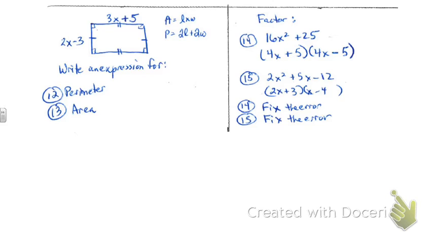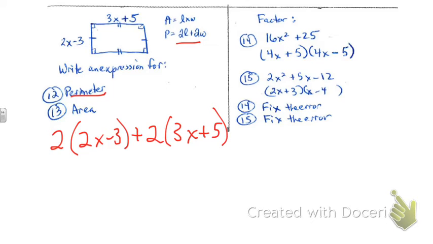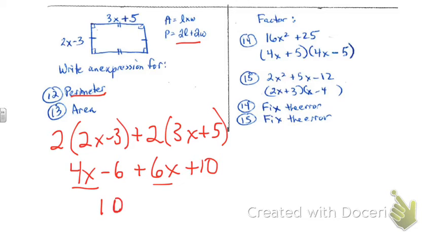These questions show up a lot on the weekly reviews. So if you've been doing them, this is not a hard question. If you haven't, maybe this is a little more difficult. So perimeter, they give you an equation for perimeter. Perimeter is the outside. So I have 2 of the 2x minus 3's, and I have 2 of the 3x plus 5's. So 4x minus 6 plus 6x plus 10, combine like terms, 10x plus 4. That is an expression for the perimeter.